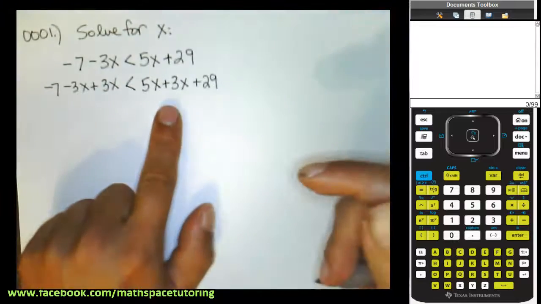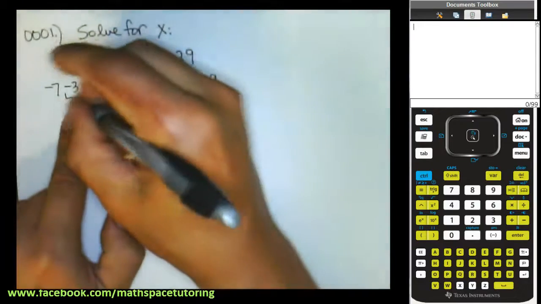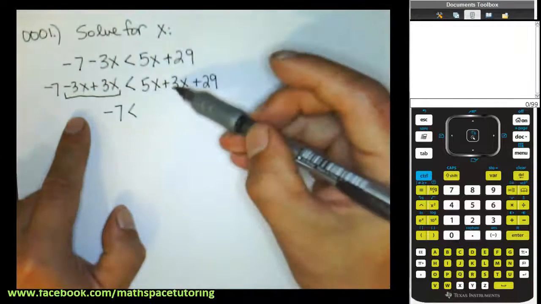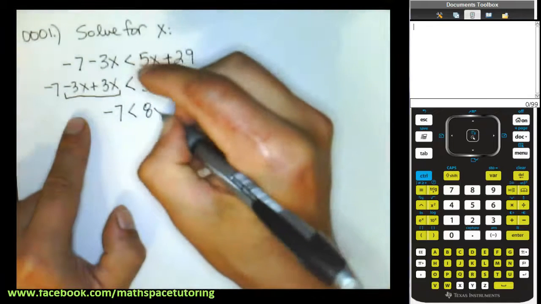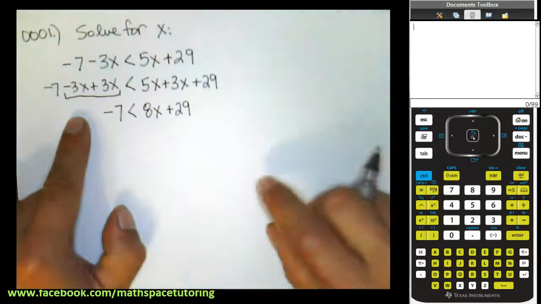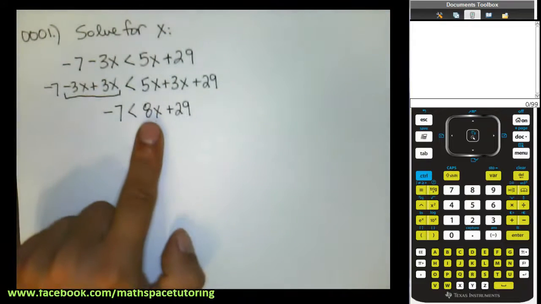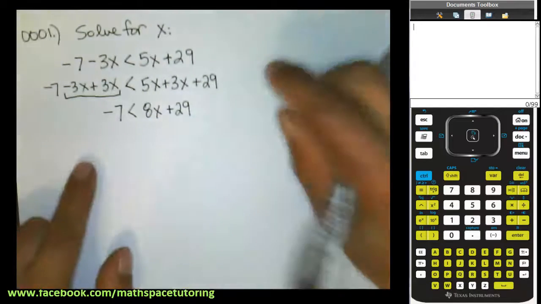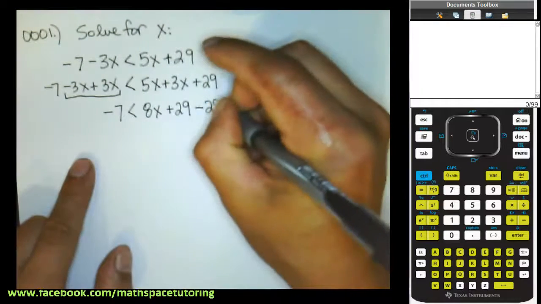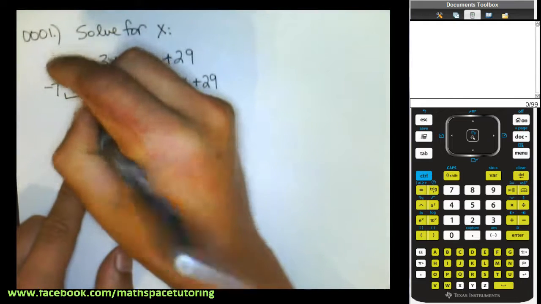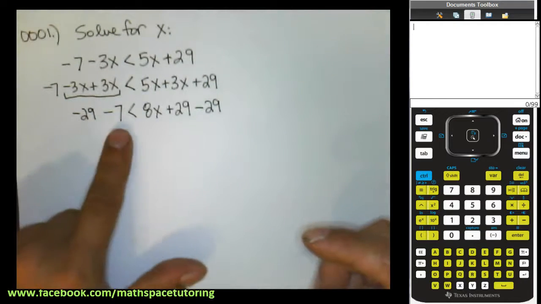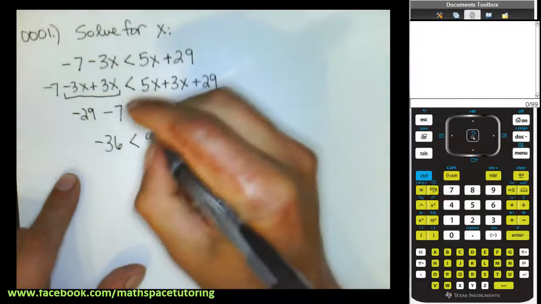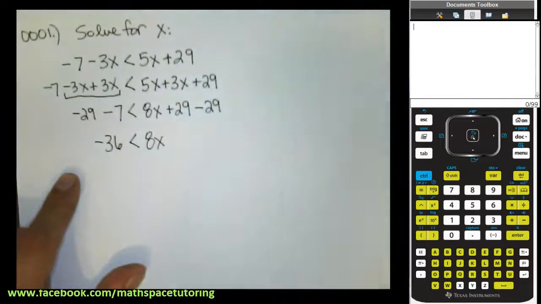Now this here is 0, so we'll have negative 7 is less than 5 plus 3x, which is 8x, plus 29. Now our goal is to isolate x on one side of the inequality, and to do that we will subtract 29 from both sides. When we subtract 29 from both sides, we are really adding negative 29. So negative 29 minus 7 is negative 36, which is less than 8x, because this would go to 0.